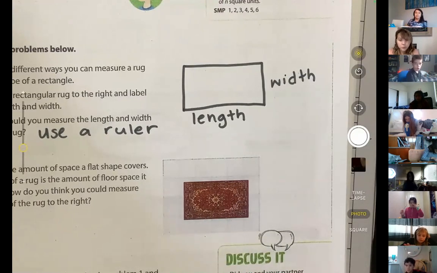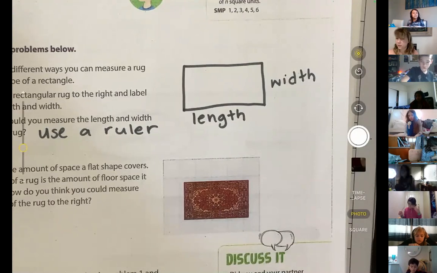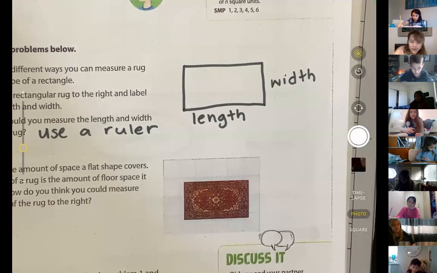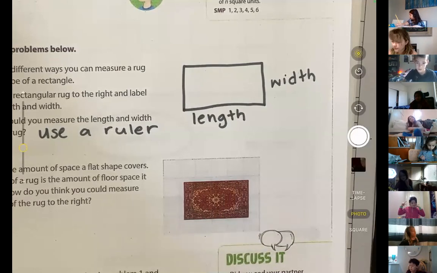So besides using a ruler, how do you think you could measure this rug? Sophia F., how do you think you could measure that rug? Using square units? Okay, and tell me a little more. What do you mean by that? Oh, did I let you, sorry, try again. Because around the rug, it has like this table of squares and it's in the middle of it. Perfect. You got it. Okay, so you could use the squares that it's covering, right?